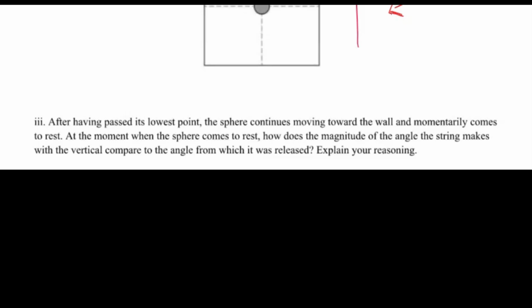All right, so the final part of this problem says, after having passed its lowest point, the sphere continues moving toward the wall and momentarily comes to rest. At the moment when the sphere comes to rest, how does the magnitude of the angle the string makes with the vertical compare to the angle from which it was released? So with simple harmonic motion here, we know that it's going to go back to the same angle.